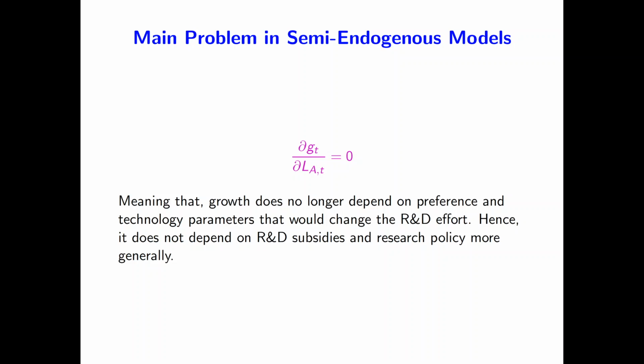So from a policy perspective, we don't like semi-endogenous models, all right? Because usually population growth rate is not something that policies could easily change. That depends on sociological characteristics, of course, and the level of economic development that an economy is in as well. But policy is almost always not effective in changing population growth rates. And so the growth rate does not depend on R&D subsidies or research policy more generally. All right, so that's the problem. That's the main problem in semi-endogenous models.